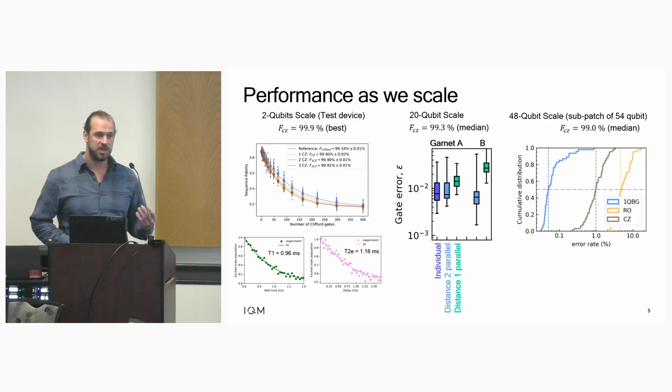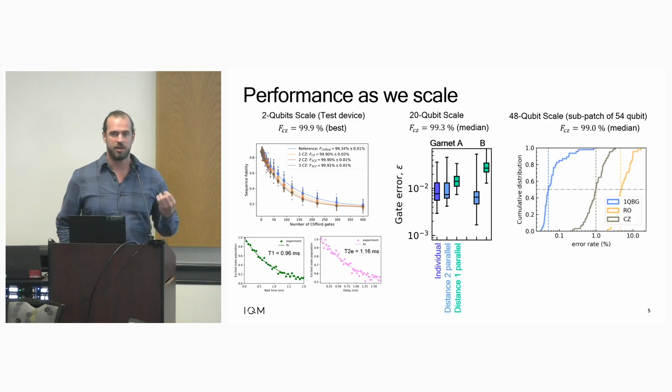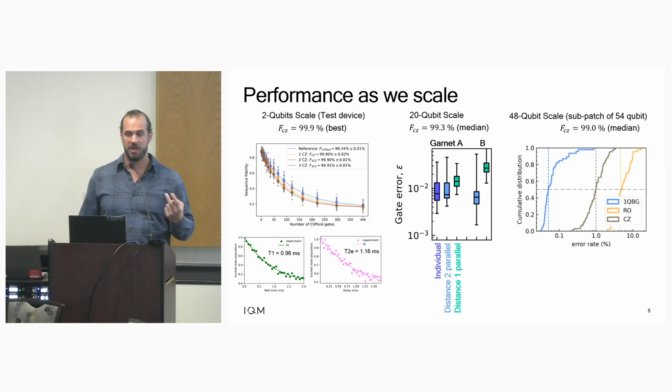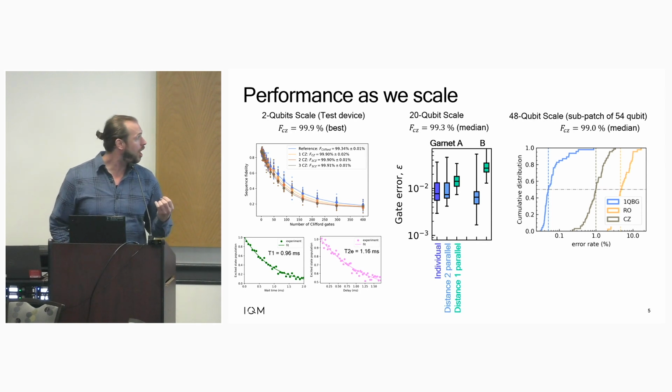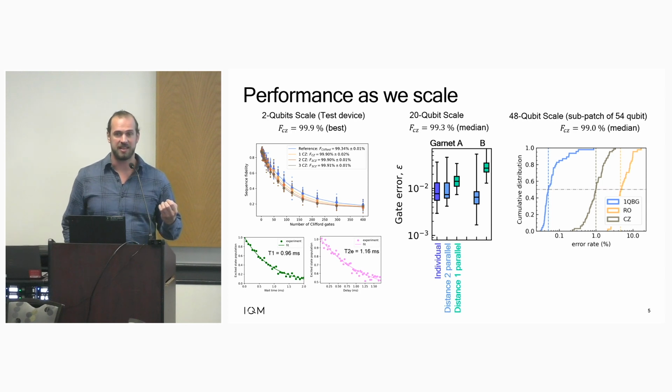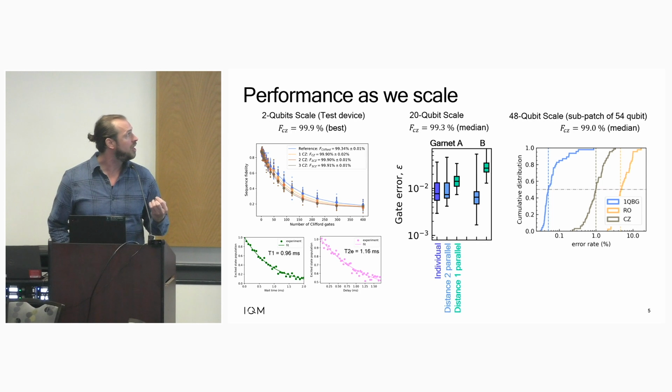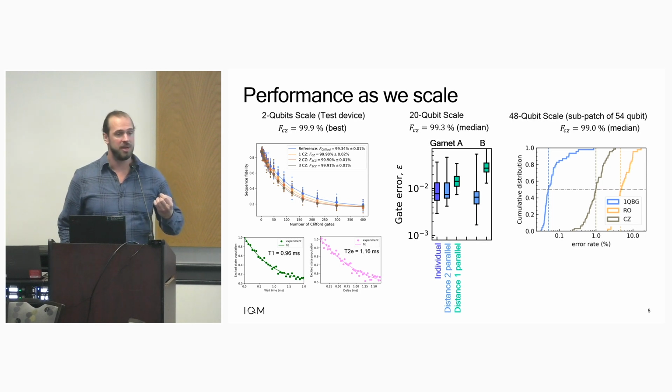Now, to go into some more details, I want to share the performance of our devices at different scales. And this is just a snapshot of where we are today. At the scale of test devices, so these are simplified devices with just 2 qubits and a tunable coupler between them, we have been able to achieve lifetimes and coherence times on the order of a millisecond. And this has allowed us to achieve 2-qubit gate fidelities at the 99.9.